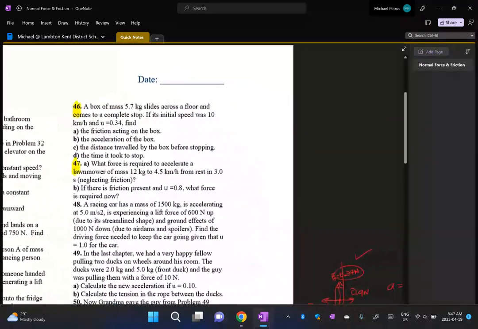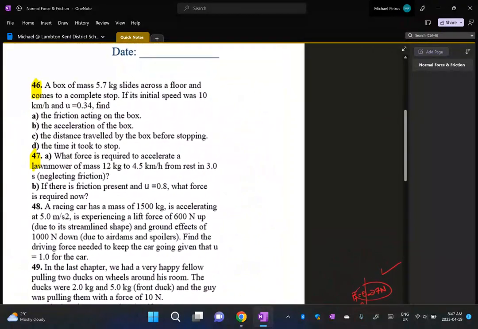And there's a couple more here. A box of mass 5.7 kilograms slides across the floor and comes to a stop. Initial speed is 10 kilometers per hour. I'm going to change that, which is V1, to meters per second right away, which is 10 kilometers per hour divided by 3.6. So that's 2.8 meters per second. I have a feeling I'm going to need that. And the coefficient of friction is 0.34. Find the force of friction acting on the box.